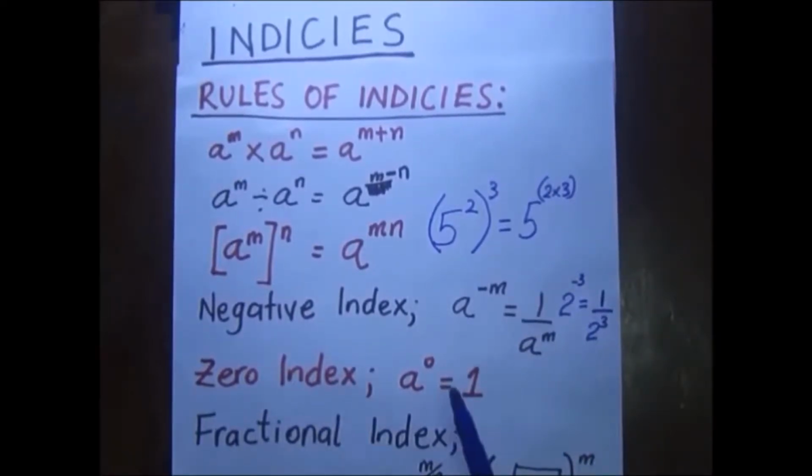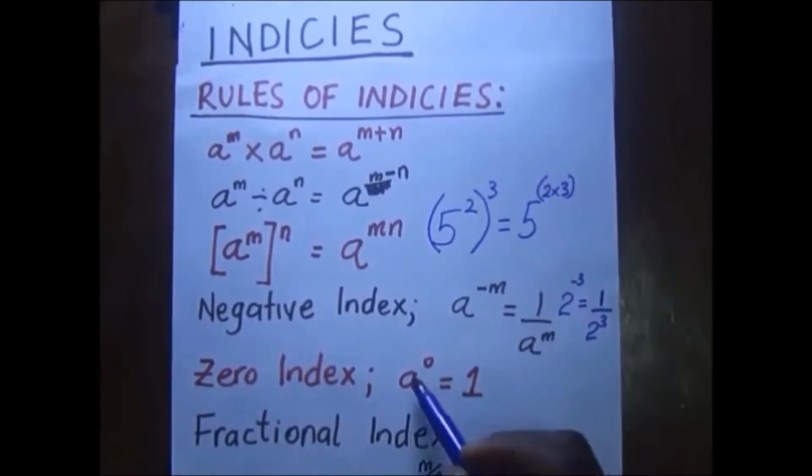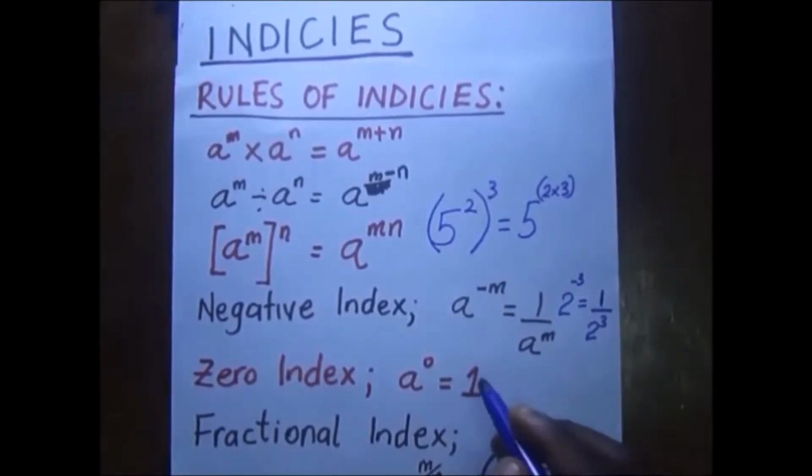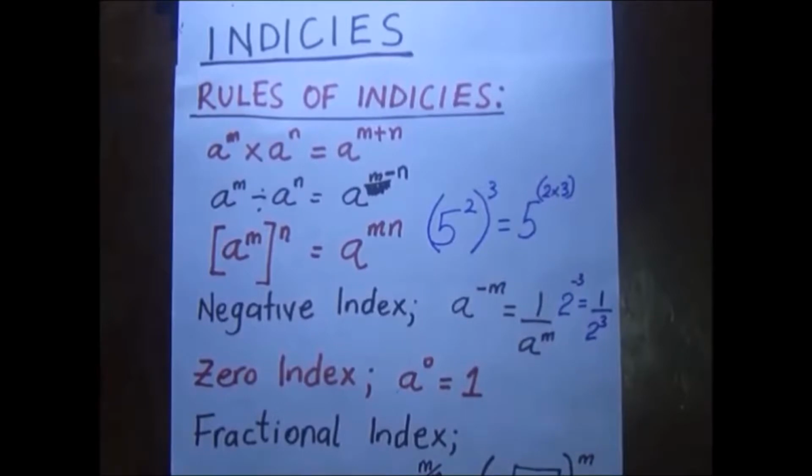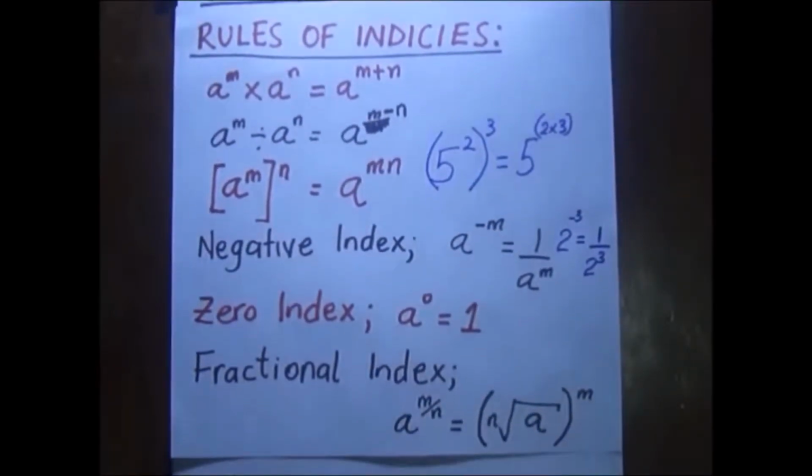Then we have the zero index. Any number to the power 0 is 1. Any number, whether it's 1,000 or 10 million, to the power 0 is always equal to 1. And any number to the power 1 is always equal to that number itself. Then we have the fractional index.